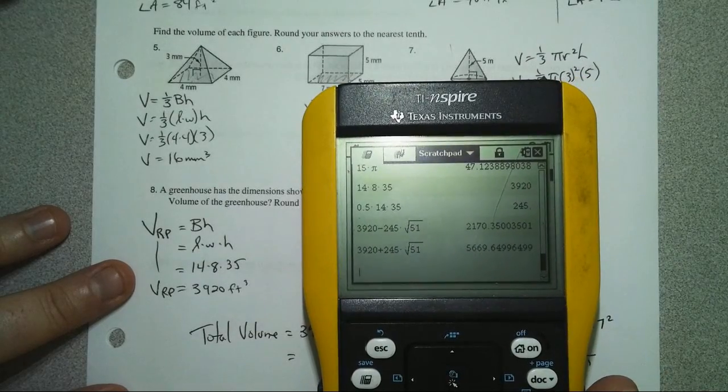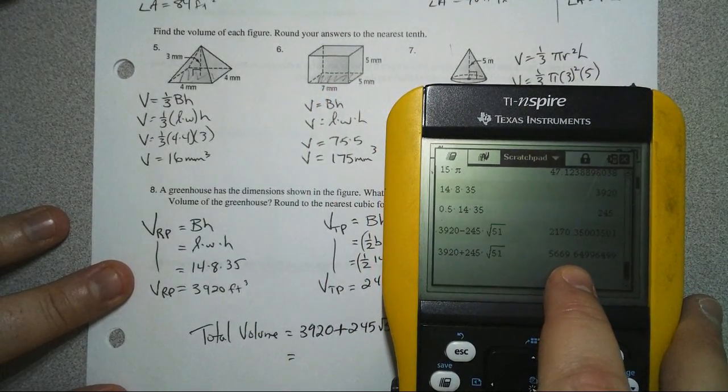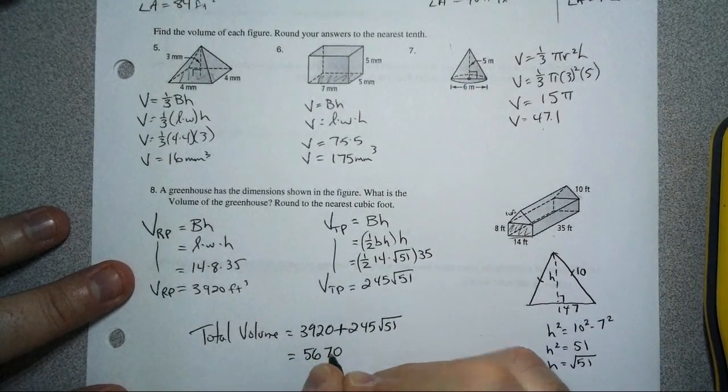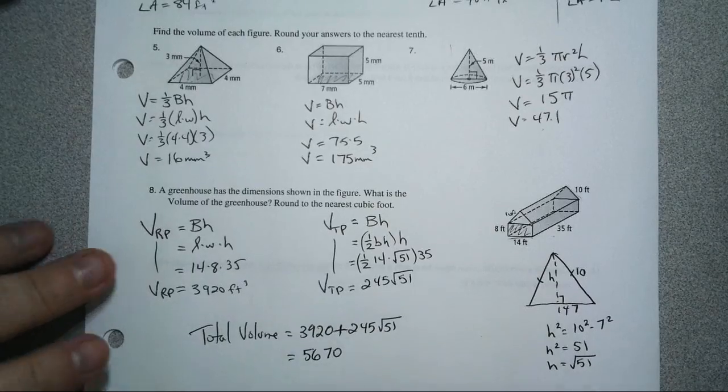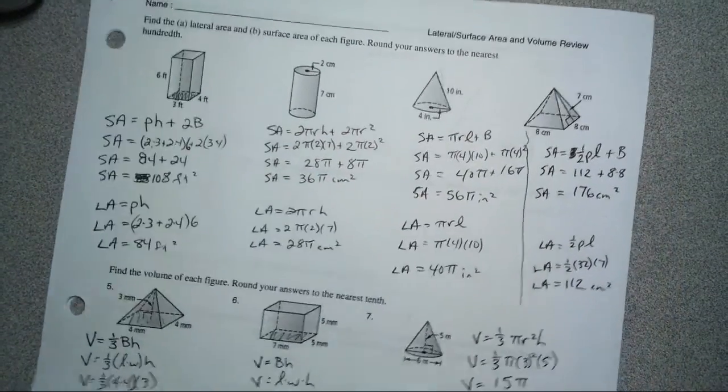And here I get 5,669.64. It says nearest cubic foot. So the first number is a 6. We'll round that up. We'll make this 5,670. 69 goes up to 70. All right, and there is that guy. Page 2 now.